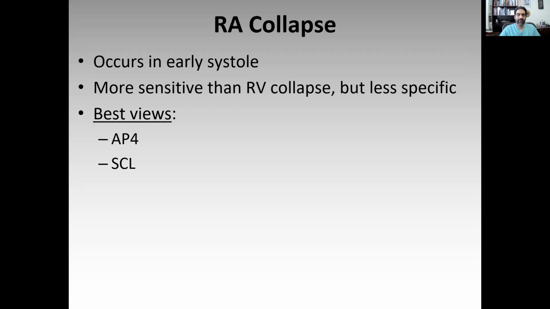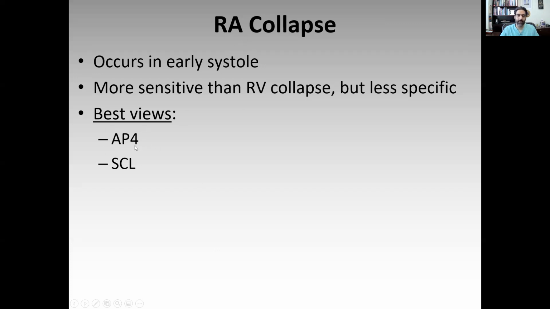Okay, so you're able to identify tamponade earlier by visualizing RA collapse, which would happen before RV collapse, but it's less specific. So again, those views that get you the best visualization of the right atrium are the best views to look at this.